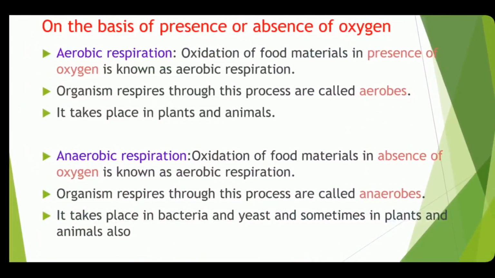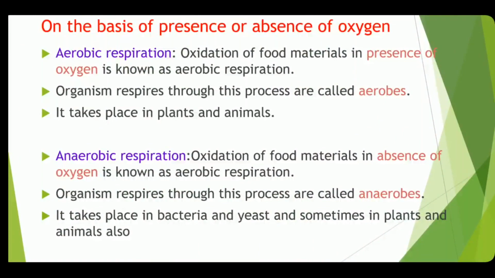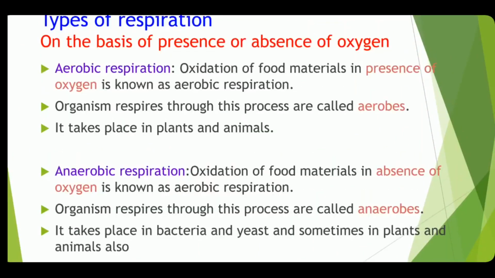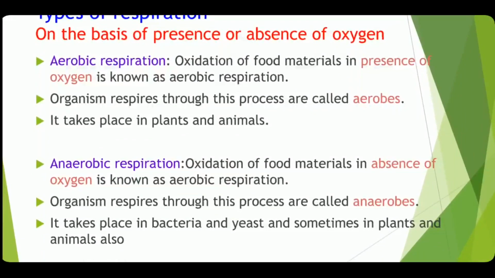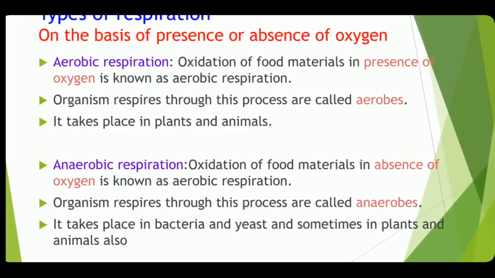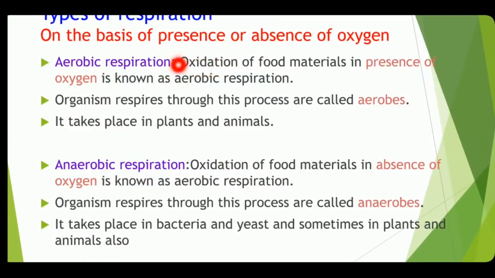Now, types of respiration. On the basis of presence or absence of oxygen, it is very easy: aerobic respiration and anaerobic respiration. In aerobic respiration, oxidation of food material takes place in the presence of oxygen. Such organisms are called aerobes. Examples of aerobes are plants and animals. So we are actually aerobes.